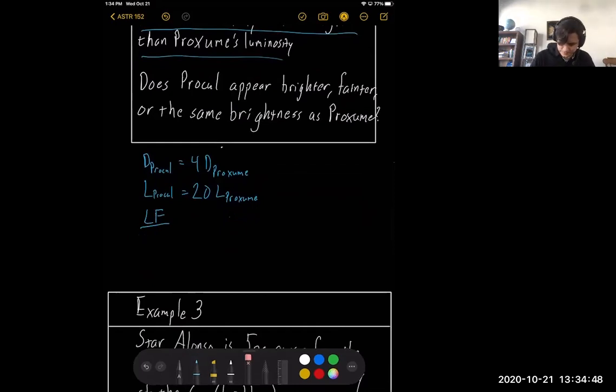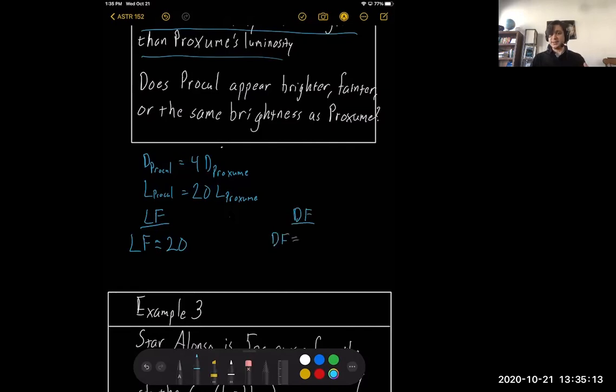So my luminosity factor here is really just how many times naturally brighter is the star? Well, it's 20 times naturally brighter. So I have a luminosity factor of 20. Let's do the dimming factor. Okay, so the dimming factor.